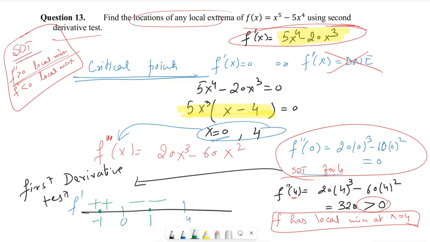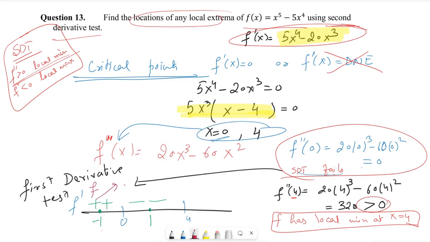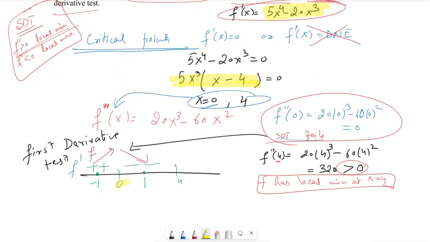That means f, what can we tell about f? f is increasing before 0, decreasing after 0. So what does that mean? At 0, we have a local maximum. f has a local maximum at x is equal to 0.